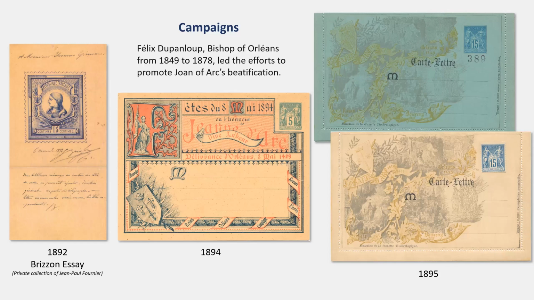Philately as well, there were various private printings of postal stationery to support this idea of beatification. And we have got an example here from 1894, which shows the 5 centime sage printed on it. And then the letter cards on the right-hand side from the next year, 1895. Some were issued with the sage stamp imprinted. Others were sold without or with an adhesive attached to it.